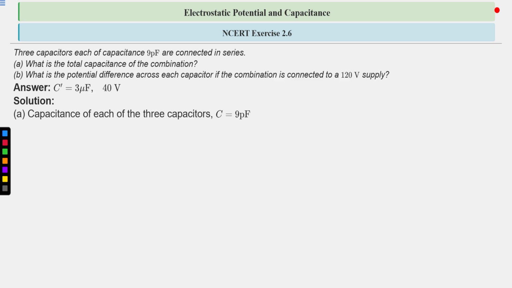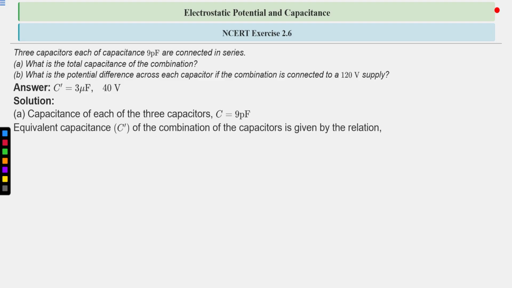Capacitance of each of the 3 capacitors is 9 picofarad. Now they are connected in series, so the equivalent capacitance of the combination is given by the relation. When capacitors are in series, how do we find the equivalent capacitance? C dash, we will find it as 1 by C dash equal to 1 by C1 plus 1 by C2 plus 1 by C3.